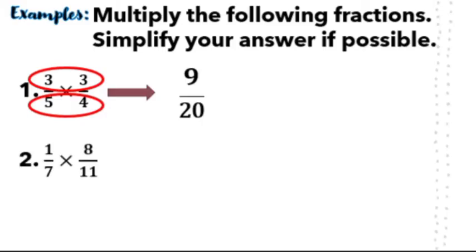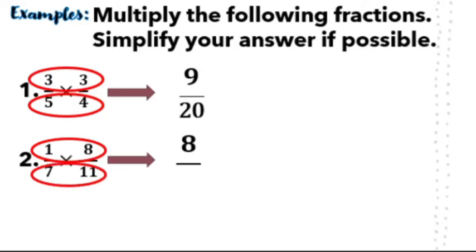Second example, 1 over 7 times 8 over 11. Again, multiply the numerators to get the numerator of the product, and multiply the denominators to get the denominator of the product. Therefore, the answer in this expression is 8 over 77. But what if our given expression consists of 3 fractions just like this?